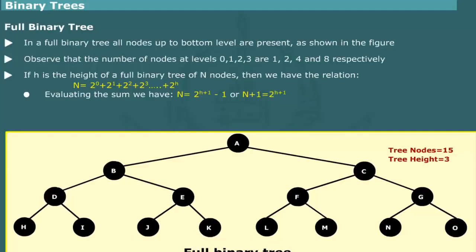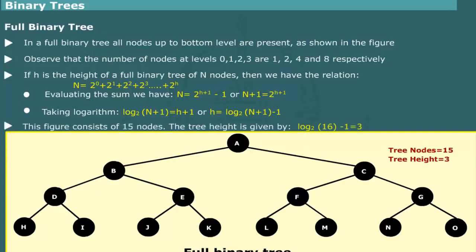h. If n is the number of nodes, then by evaluating the sum we have the formula, or after some simplification and taking logarithms of both sides we can express the tree height in terms of number of nodes as, for example, the full tree in figure consists of 15 nodes. The height of tree is 3.